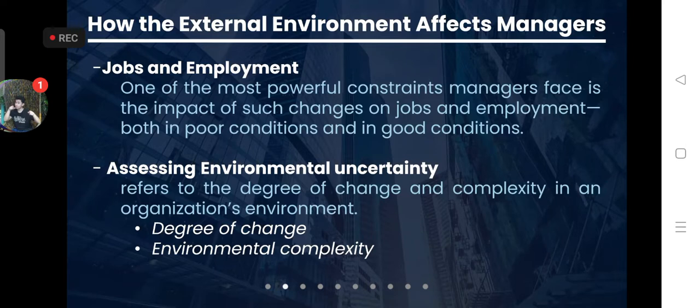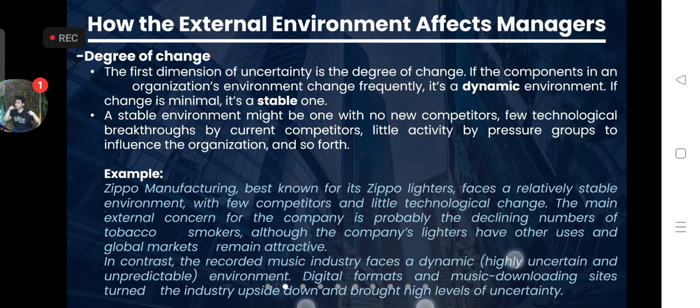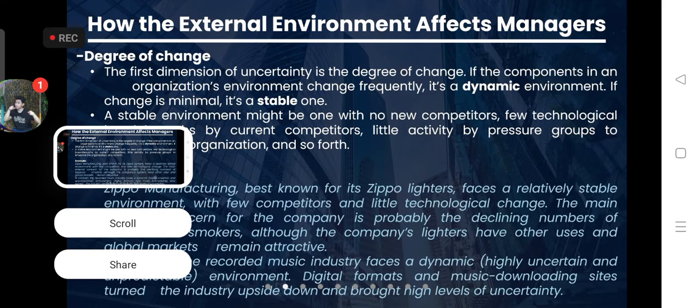So next is assessing environmental uncertainty. It is another important concept relating to the interactions between the external environment and management. It refers to the degree of change and complexity in an organization's environment. So it is affected by the degree of change and environmental complexity. First, the degree of change.